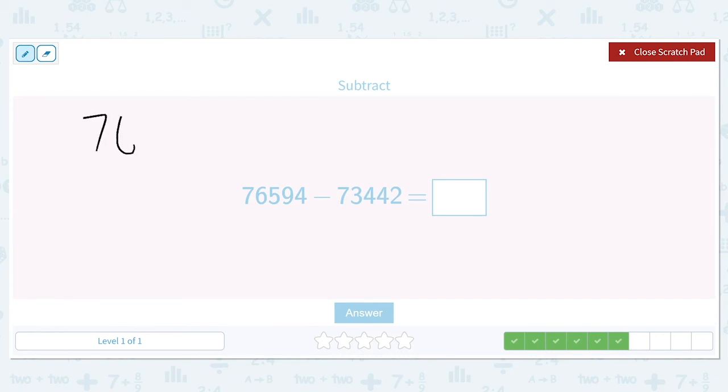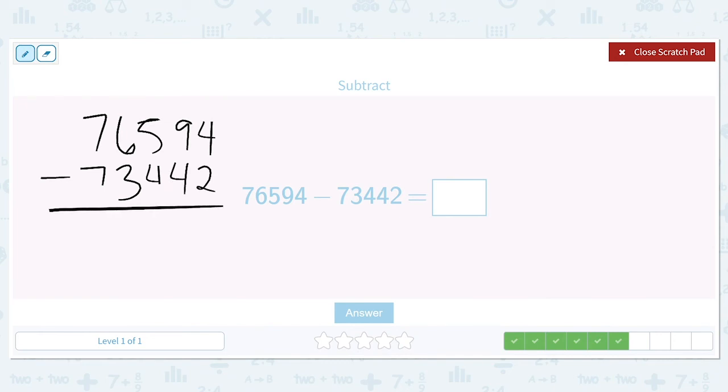76,594 minus 73,442. 4 minus 2 is 2. 9 minus 4 is 5. 5 minus 4 is 1. 6 minus 3 is 3. And 7 minus 7 is 0. So our answer is 3,152.